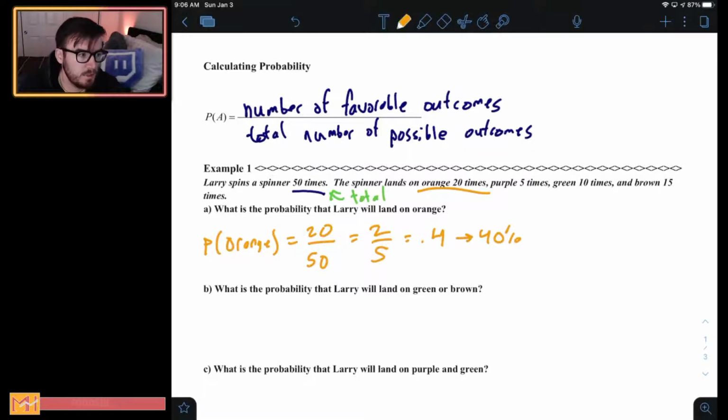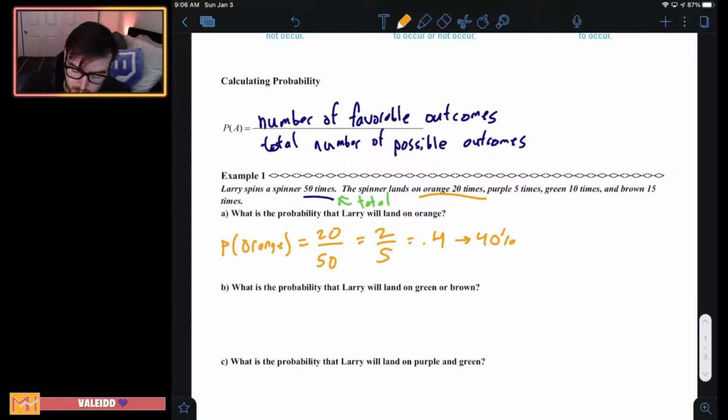These all mean the same thing. Not trying to confuse you, but you may have heard of probability told to you as a fraction or a decimal or a percentage. I just want you to realize they all mean the same thing. 40% of the time means 2 out of 5 times. It's all the same. So favorable, we landed on it 20 times out of how many? We spun it 50 times.